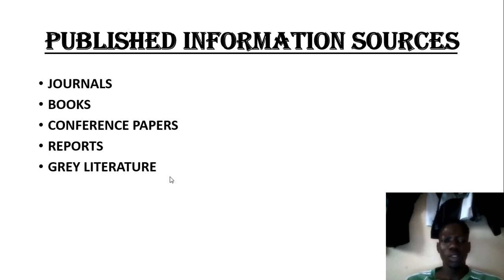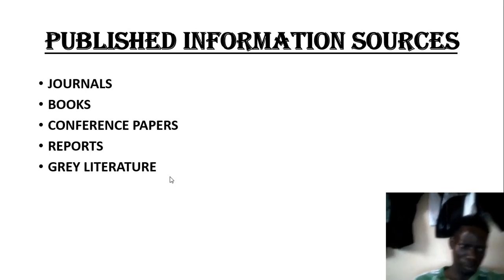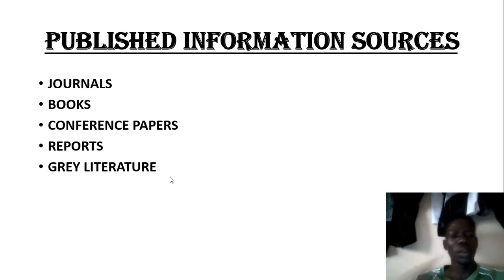Then we have reports, conference papers, and grey literature. So these are the major secondary sources of information. Maybe to give a little insight, grey literature, these are the documents or publications that are not formally published or widely distributed, or they are written but they are not formally published. So it's a source of information, but it's not recognized worldwide.